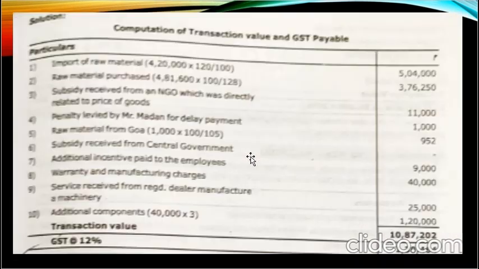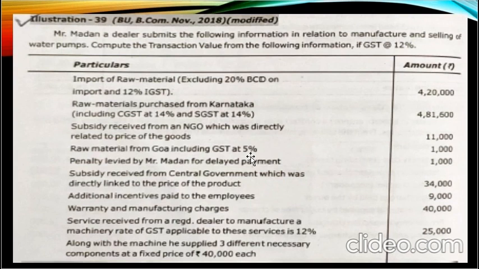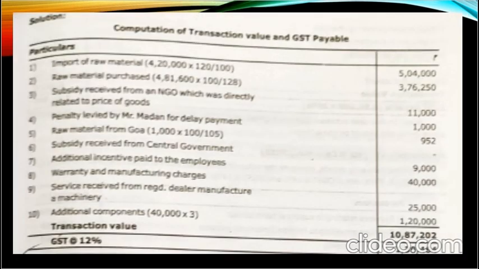Then we will take into consideration the penalty levied by Mr. Madan for delayed payment. If the delayed payment is exceeding 180 days, then penalty will be imposed on the late payment. So 1000 rupees will be included in the calculation. So as per the solution, 1000 rupees is included, where penalty levied by Mr. Madan is 1000.